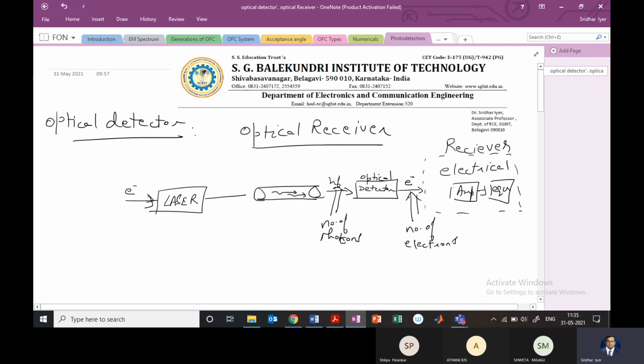So we will be discussing this receiver part here, the electrical receiver part, and this is where you deal with metrics like bit error rate or signal to noise ratio. So we'll look at that when we talk about receivers and what components or devices comprise that. But right now our focus is on the optical detector.